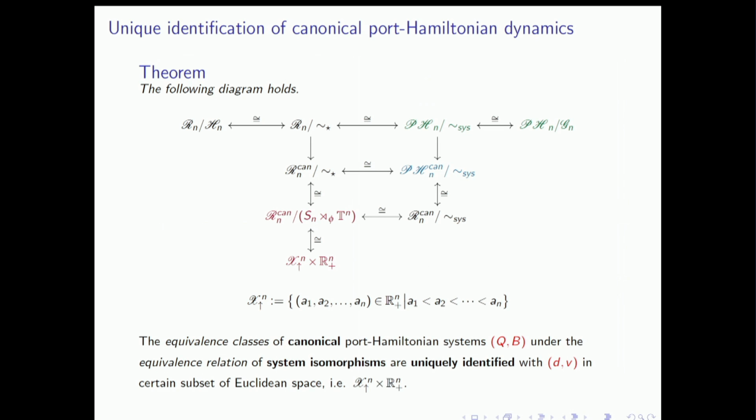So let me see if I missed something here. Yeah, I think it's fine. But I just want to emphasize that this is called unique identifiability because I can uniquely identify the port-Hamiltonian systems by some parameters, and then I can do machine learning on that.